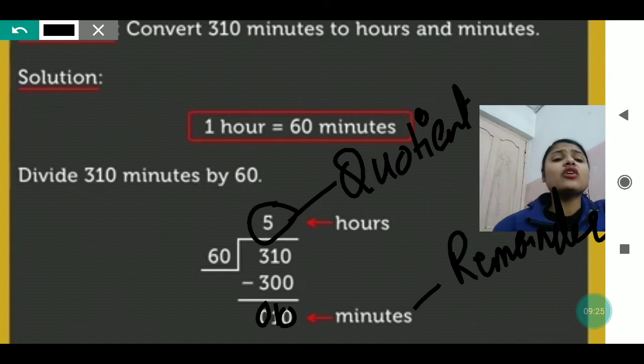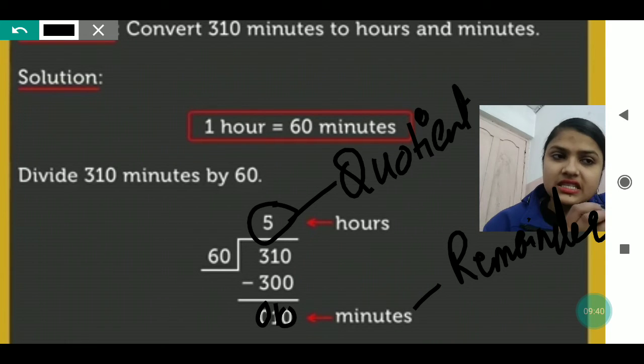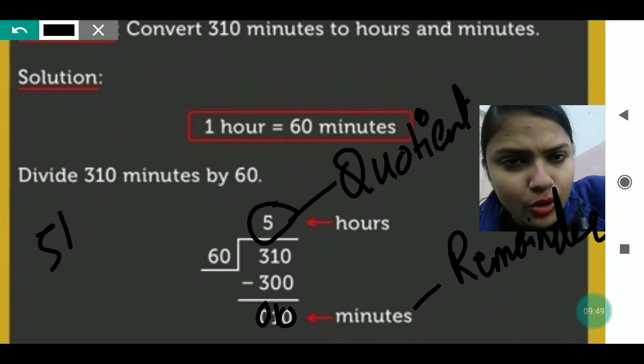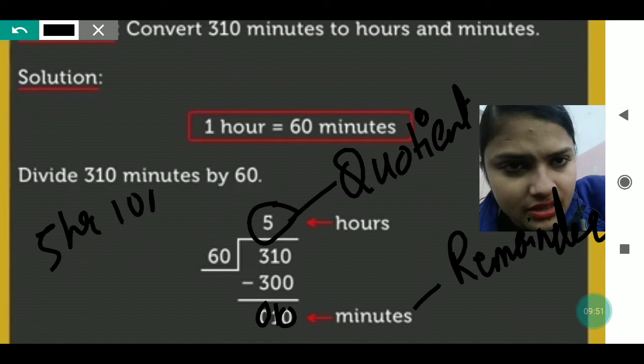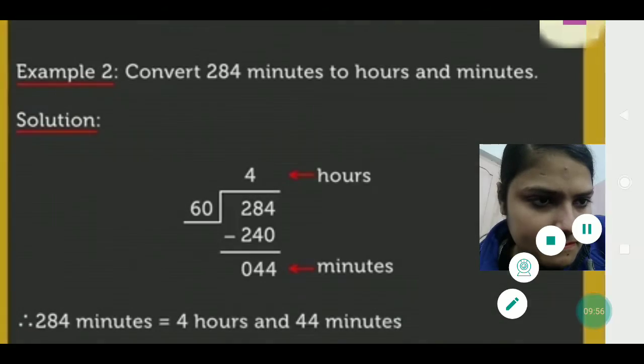Okay, this is how we do the conversion. Here the time is already given in minutes and we are converting it into hours and minutes both. So how are we converting it? We are just dividing by 60, because we know that 1 hour is equal to 60 minutes. So we have divided 310 by 60 and got 5 hours and 10 minutes. So it is now in hours and minutes both, 5 hours and 10 minutes. Done.